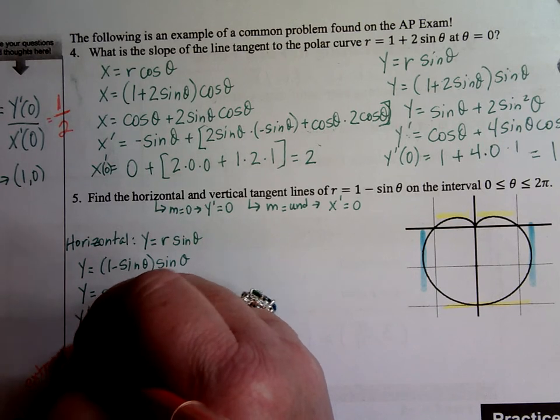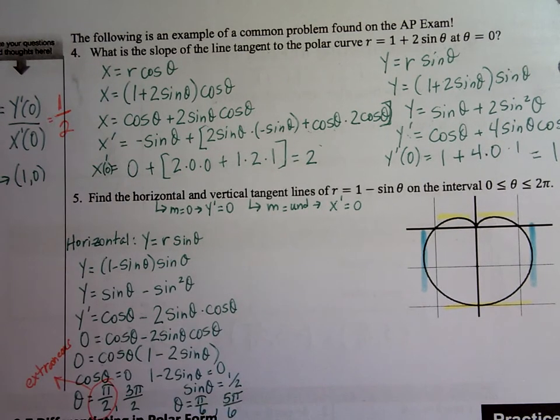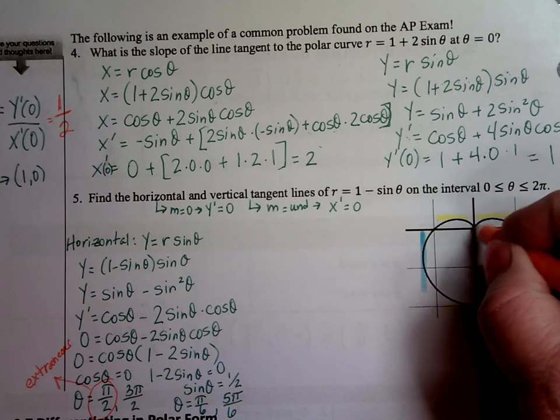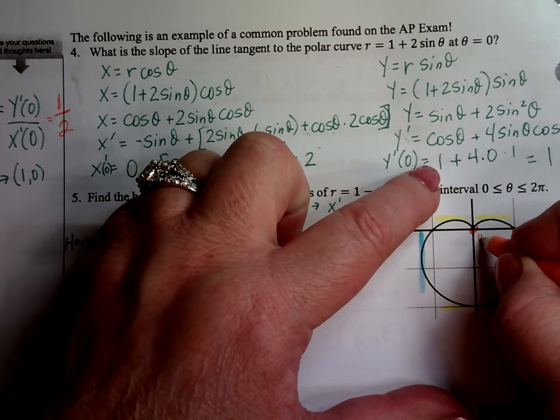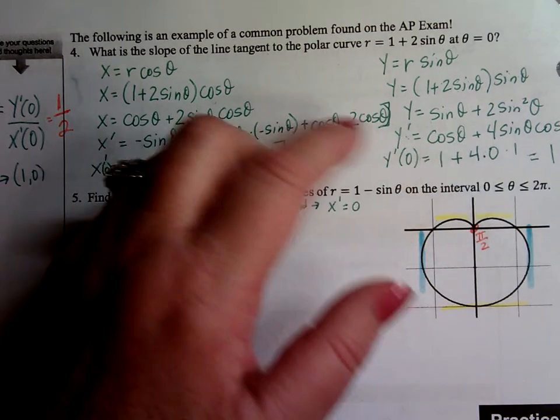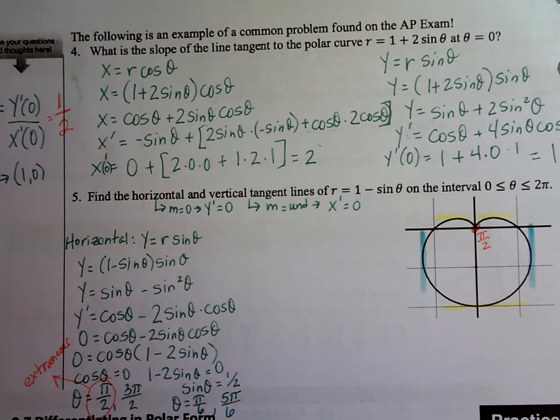Remember what it means to be extraneous? It's an answer, but it doesn't work in the problem. And really what it is, it's this coordinate right here, where the point is your pi over 2 place. Now what do you know about derivatives and pointy places? They can't happen, so there you go.